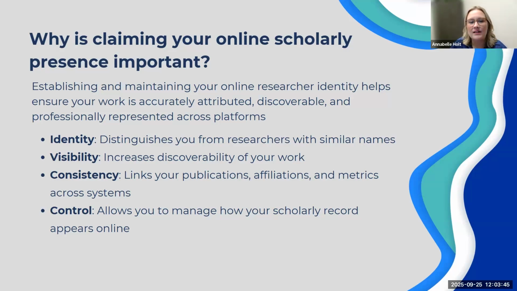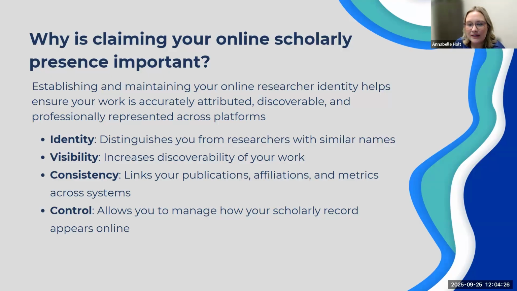So claiming a profile is especially useful for disambiguation. So many researchers share similar names, and automated systems don't always get it right. This recently happened to me for the very first time. My name is Annabelle Holt, and recently a publication appeared under my name for Anna Holt, which is not me. So claiming your profile helps you verify and correct your publication record, which should reduce these errors as they appear in these databases.